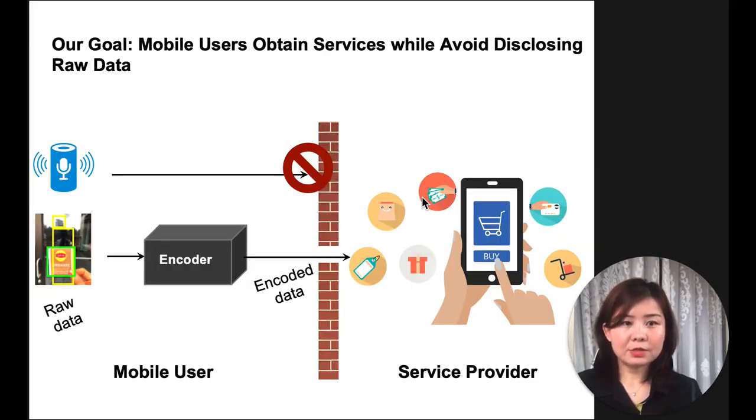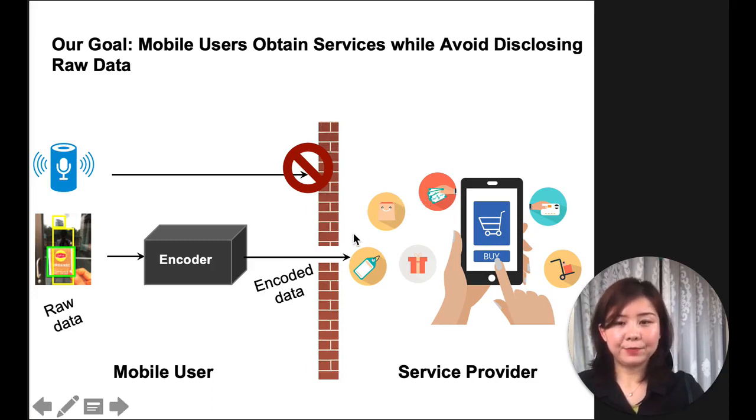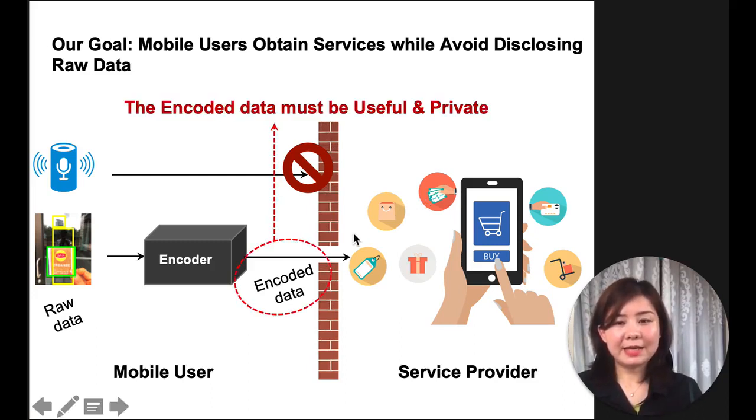Towards addressing this challenge, our key insight is that most services actually do not need the raw data. Our goal is to avoid disclosing raw data to service providers by creating a device-local intermediate component that encodes the raw data and only sends the encoded data. So in this way, the encoded data must be useful and private.